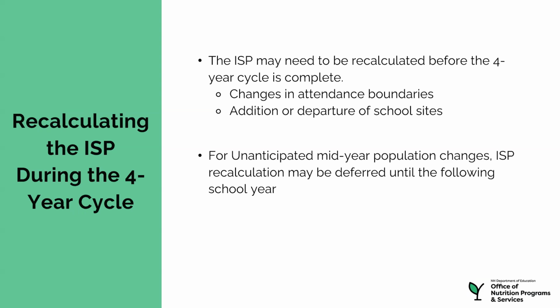If the SAU, group of schools, or school experiencing a mid-year change wants to continue electing CEP in the next school year, the ISP must be recalculated using the most recent April 1st data. A new 4-year cycle would start the next school year using the new ISP as the basis for meal claims.